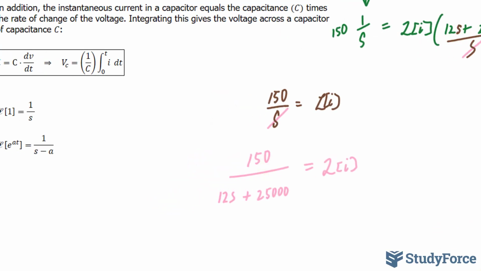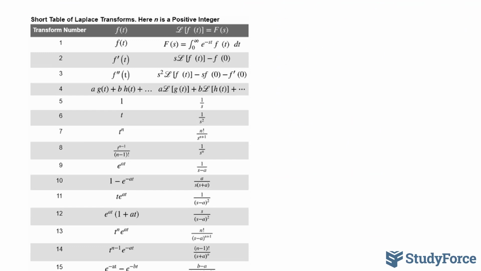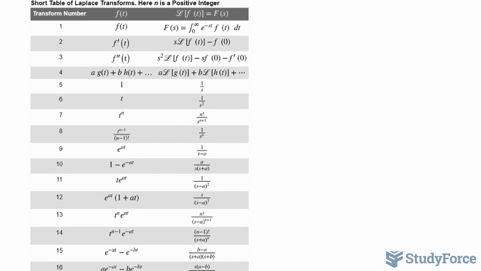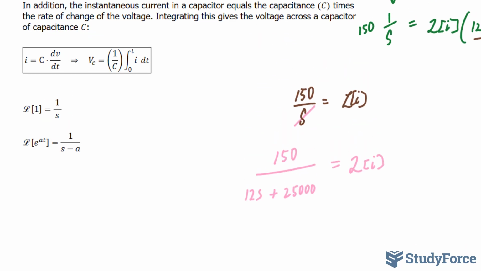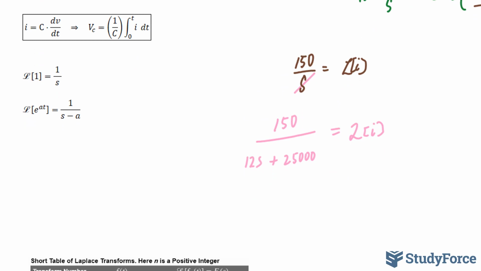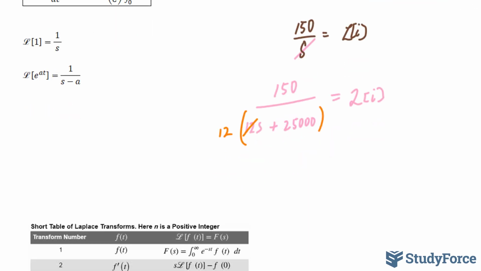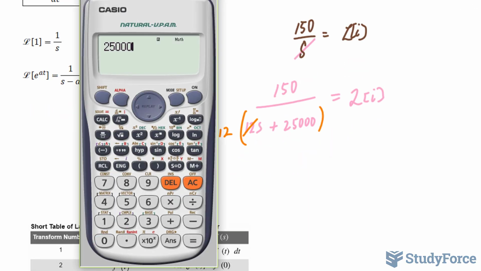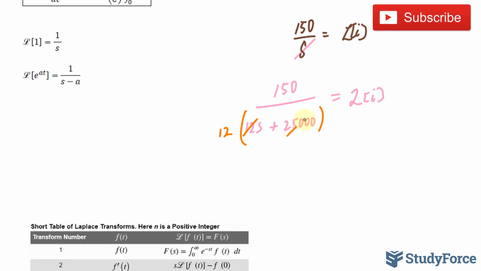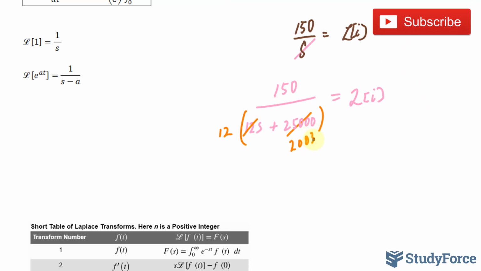I need to now model this with a known Laplace transform found in this table. In question number 1, we used this, and it turns out that we're going to use it again. 1 over s minus a models what we have here, sort of. In fact, if I factor out a 12 from both of these terms, dividing 25,000 by 12 gives us 2,083 approximately.